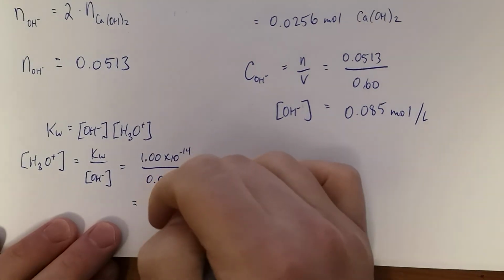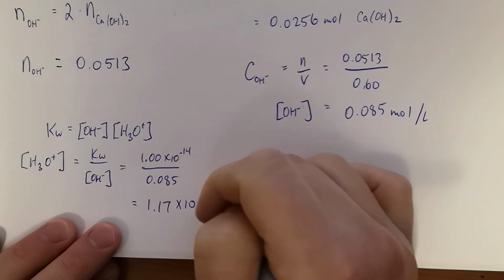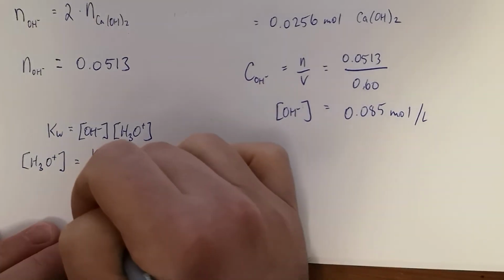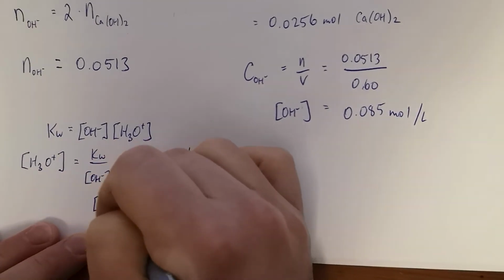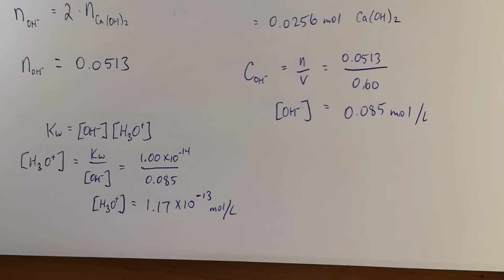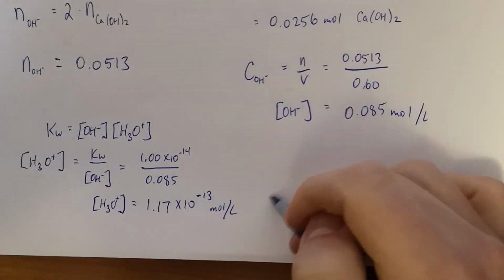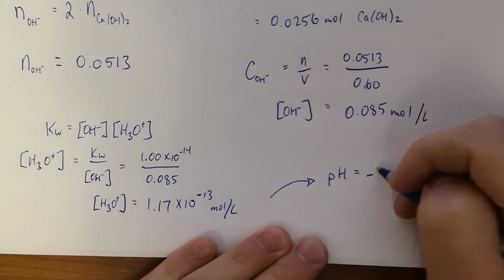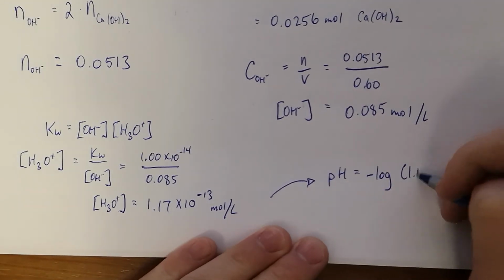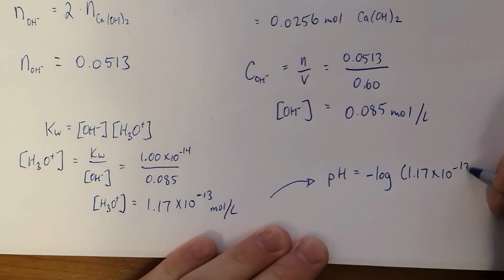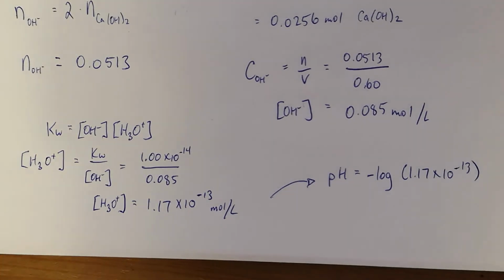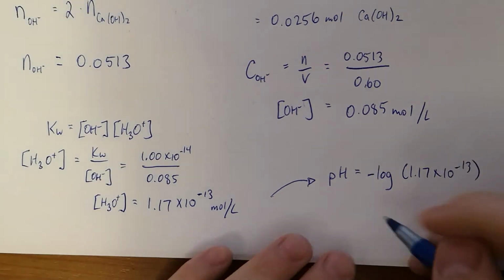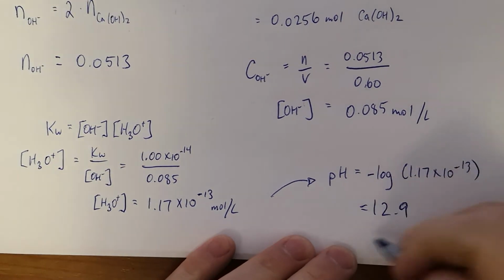Okay, I get 1.17 times 10 to the negative 13. Okay, and from there getting pH is really, really easy. We should expect a high number because we've dissolved calcium hydroxide, which of course would be super basic. And I get a high number. I get 12.9.